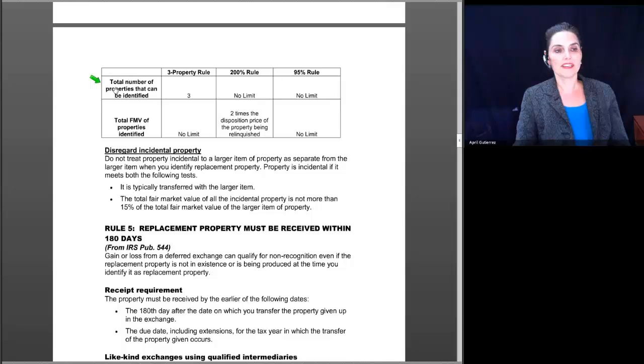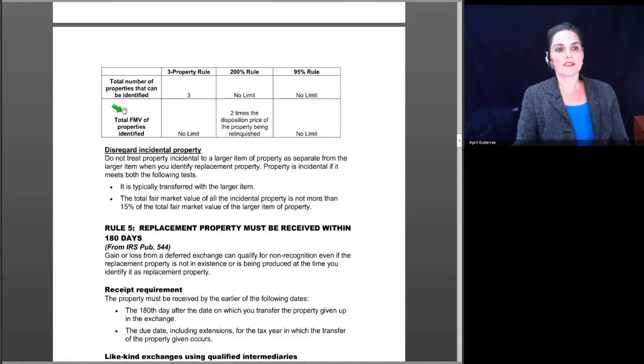them into columns. So let's look at the first one that says the total number of properties that can be identified. Under the 3-property rule, the maximum number of properties is 3. Total number of properties that can be identified is 3. Under the 200% rule, there's no limit on the number of properties that can be identified. And under the 95% rule, there's no limit on the number of properties that can be identified.